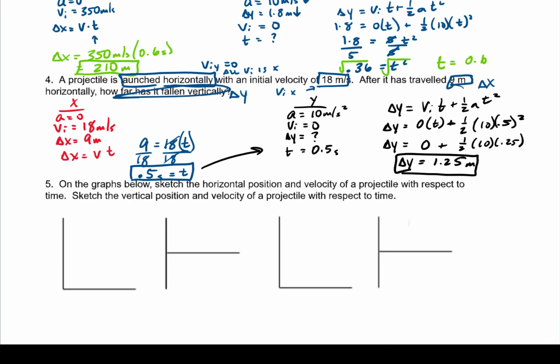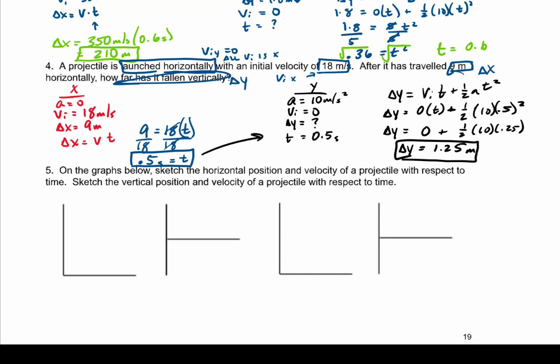Question 5 looks at the graphs. We want to sketch horizontal position, so that's x stuff, and we want to graph vertical position and velocity with respect to time. So starting with the x, we're going to look at x position and x velocity with time, then y position and y velocity with time. So in the x direction, we are moving forward with constant speed. Constant speed on a position versus time graph is a line with positive slope that doesn't change. Constant speed on a velocity versus time graph is a horizontal line.